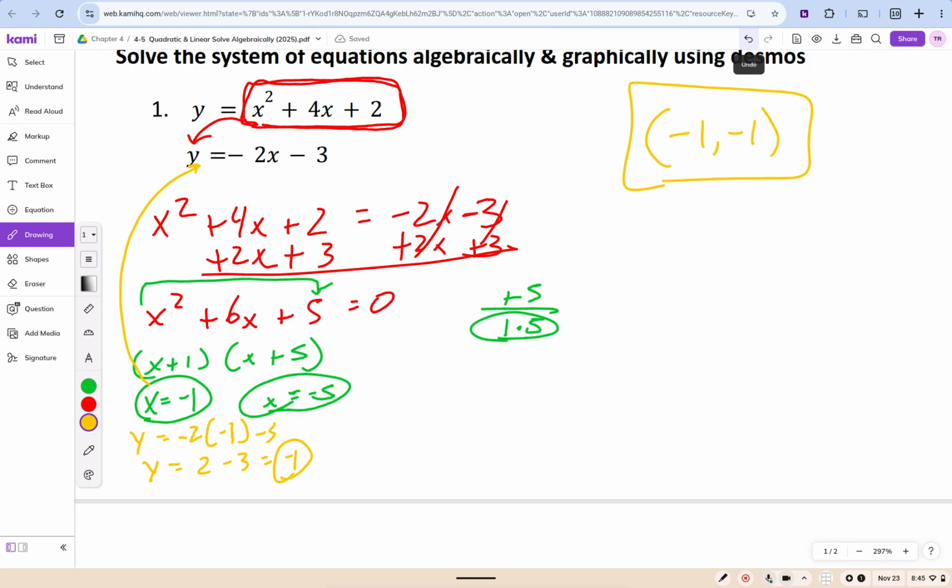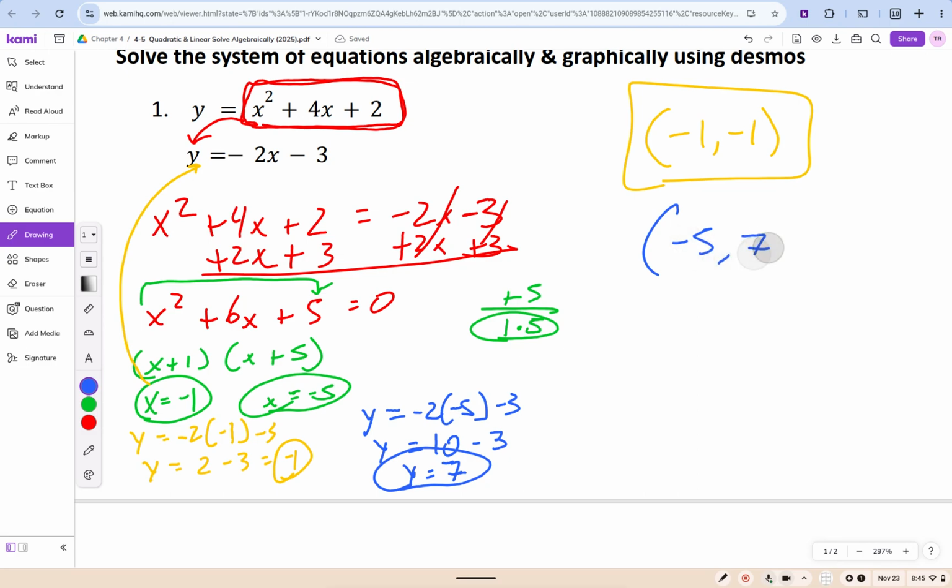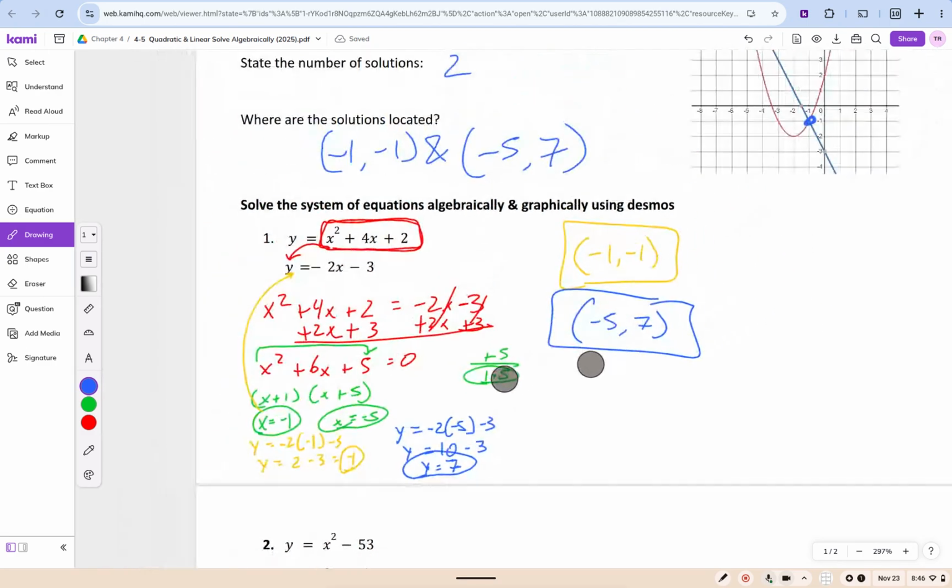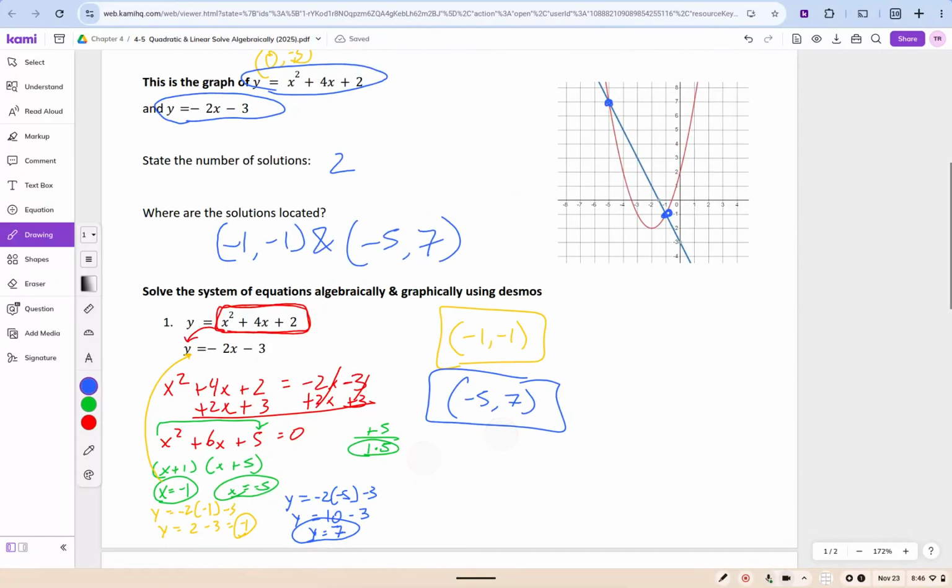And then I do the same thing for this one. I plug this x into the same equation, y equals negative 2 times negative 5 minus 3, and I end up with 10 minus 3, which is 7. So you see that we get the same answer as we did before, negative 5, 7. It's that same problem we just saw in the graph, but we did it algebraically without knowing what the graph looked like. And so there is our two answers.